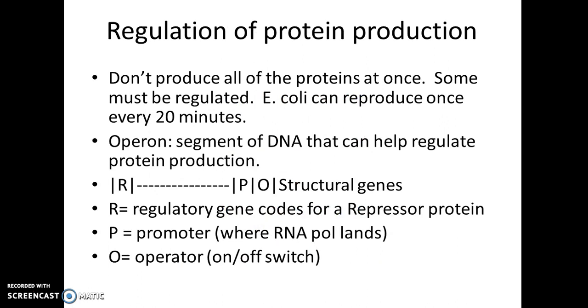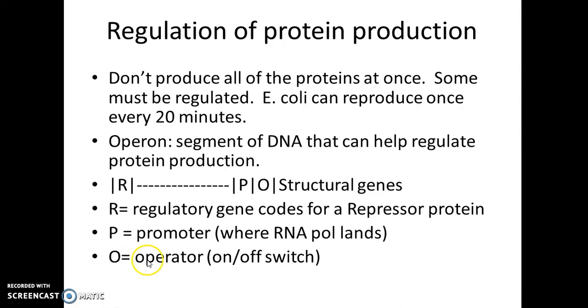So the prokaryote is really efficient in that it does not produce all proteins all the time, right? So it regulates the production of proteins. And how it does that is that it uses something known as an operon. So that is how a prokaryote can control the production of proteins, through an operon. Eukaryotes have a larger number of ways to control protein production, and we're going to talk about those later.